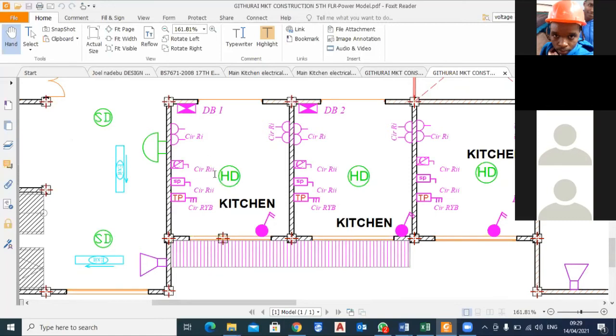Hii ni circuit R2, Roman 2. Hii ingine ni circuit Roman 2. Hii ingine ni circuit RYB. Hii ingine ni circuit R1.